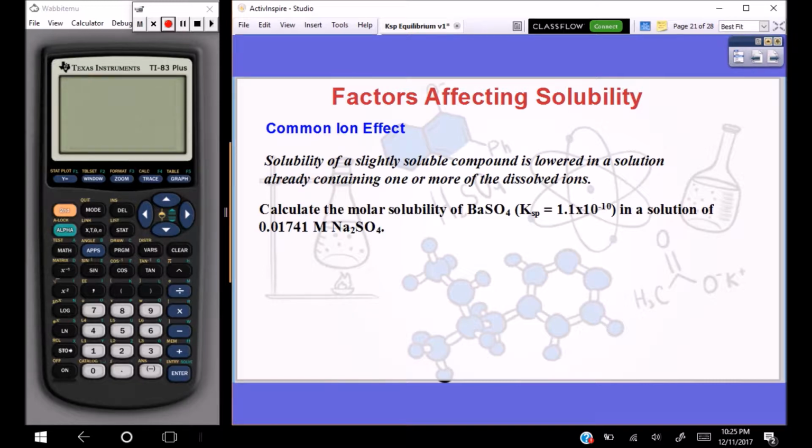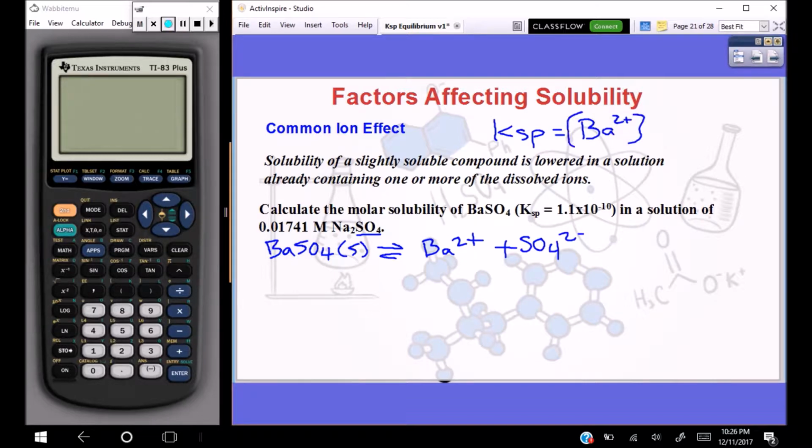0.01741 molar sodium sulfate. So that's the key here. We already have some sulfate in our solution that's going to greatly impact how barium sulfate dissolves. Okay. So I need to write my net ionic equation so then I can get my KSP product expression. This is going to mean KSP is equal to the concentration of my barium, and that's times concentration of my sulfate ion.